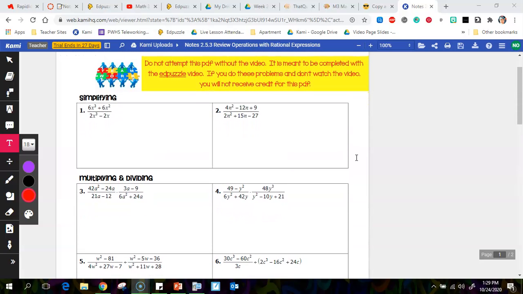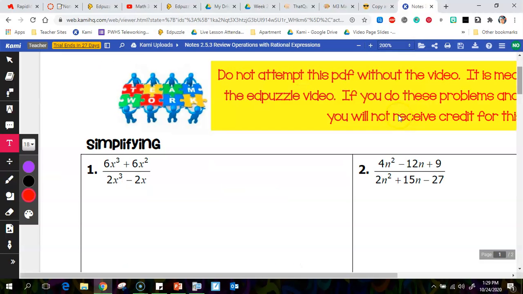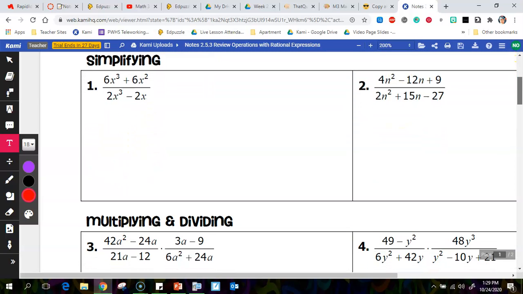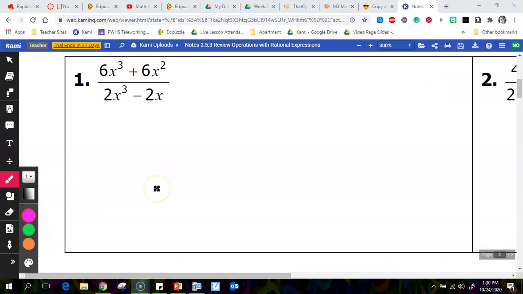I'm going to work all of these, and I expect you to work all of them as well. If you are working on your PDF, you might want to enlarge it a little bit so it's easier to write, because it's really hard to write that small sometimes, and I'm going to do the same. So I actually just enlarged mine to 300% because I think this provides the best view and the most room for me to write.